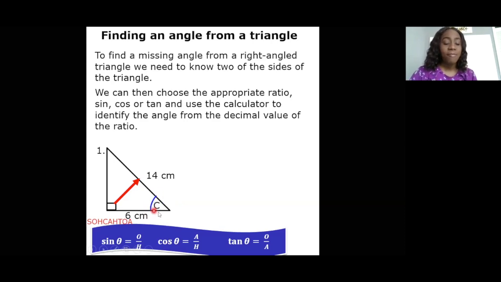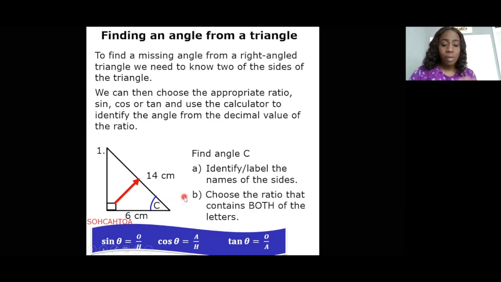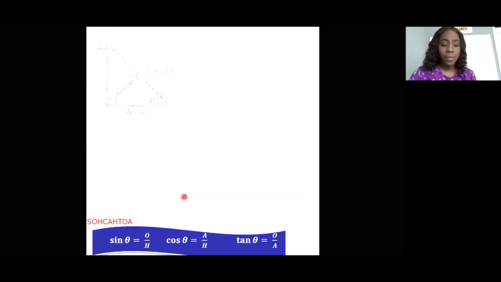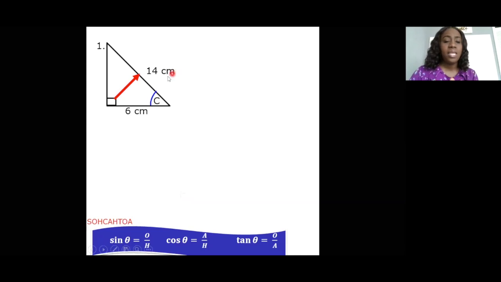C is my reference angle. I'm finding C. So first step would be label. Identify or label the sides. So I think it's going to come up in the next slide. What I'm noticing they're doing in this lesson, which is pretty good, guys, is they're only labeling the sides that are important to them. And I think that helps you with really being able to identify which trigonometric ratio you should be using. So they're only going to label A and H.